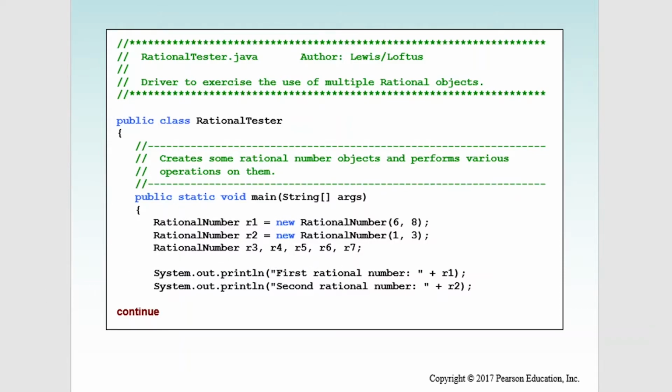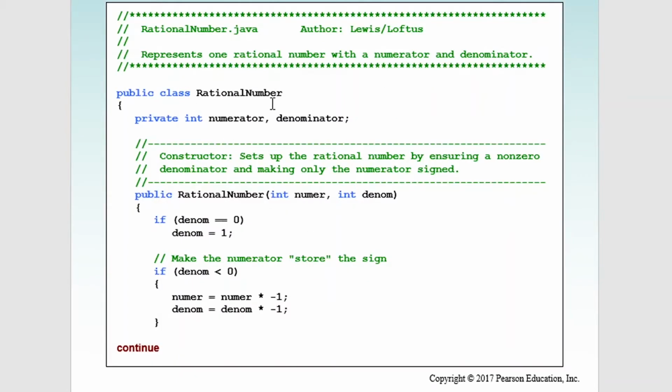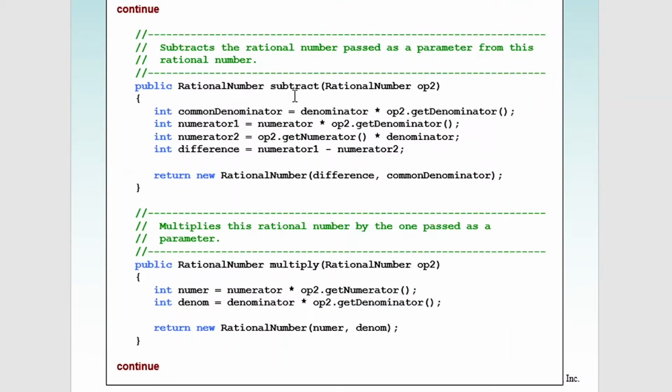So I'm just going to go straight to the RationalNumber class. Here is the RationalNumber class. You can poke around it and look at all the details. If you go down to the subtract method and the multiply method, you can see it's doing the math and returning a RationalNumber. This is what we call dependency. It's depending on itself in order to make these methods actually work.